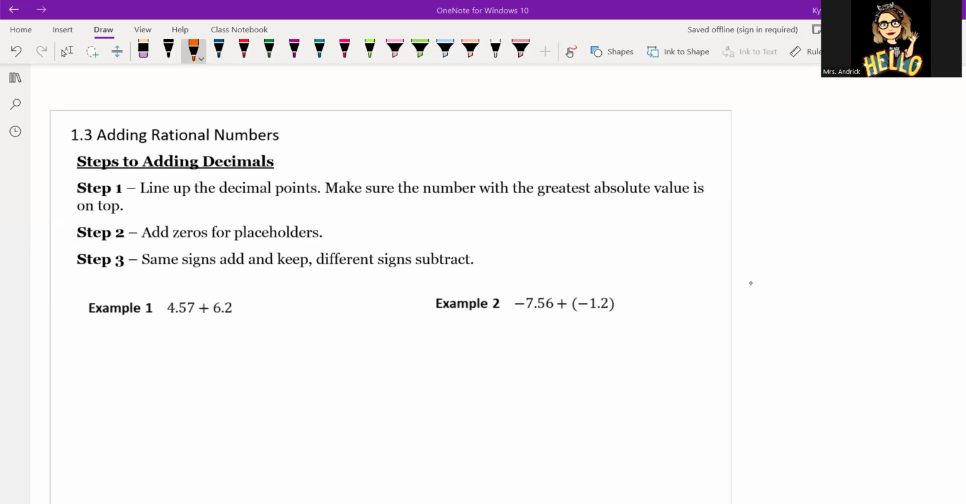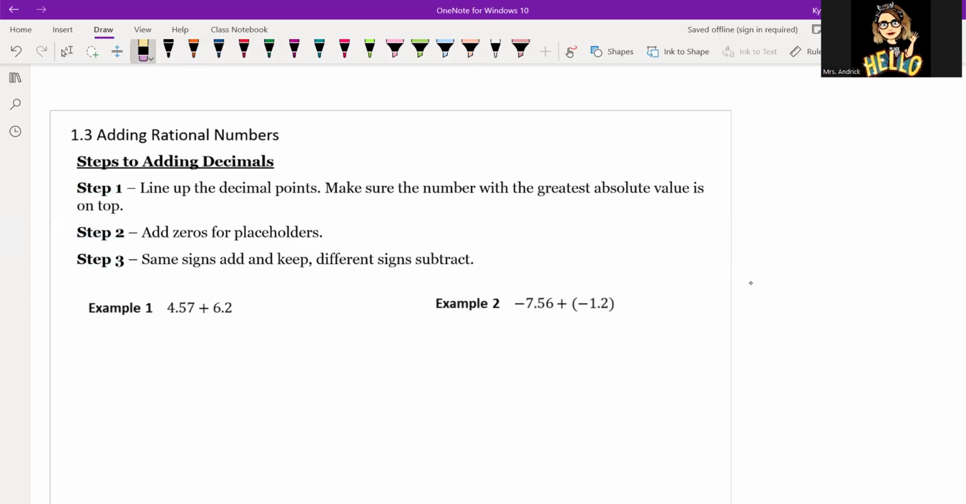Okay, so we are going to talk about adding rational numbers. We're splitting these notes into 2 days, so today we're just doing adding decimals. Here are the steps to adding decimals. Step 1, 2, 3. First we're going to line up the decimal points.